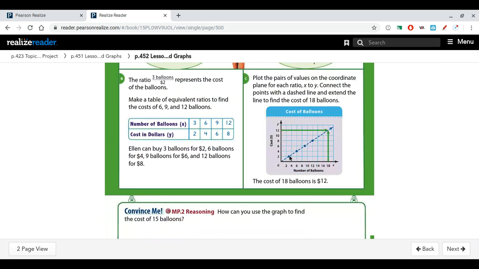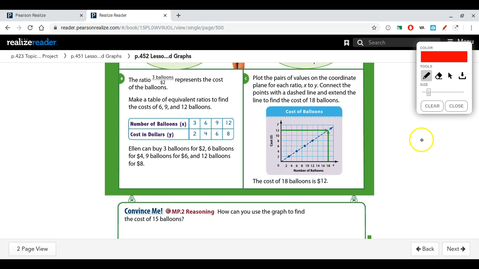So we're going to go ahead and take a look at the graph that is drawn out. So you'll notice that the points were plotted, the line is extended all the way out, and now we have to look for the cost if I have 18 balloons. What is that cost going to be? And so we go over to the number of balloons. So we go all the way over to 18, and we go up to that point where the line that we plotted crosses, and then we scroll over and it's 12. So for 18 balloons, it's going to cost $12.